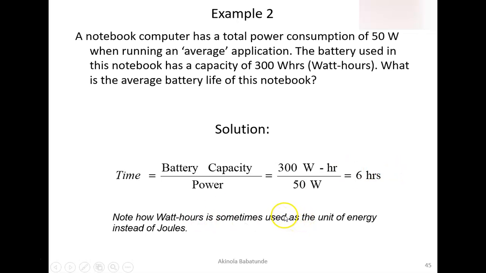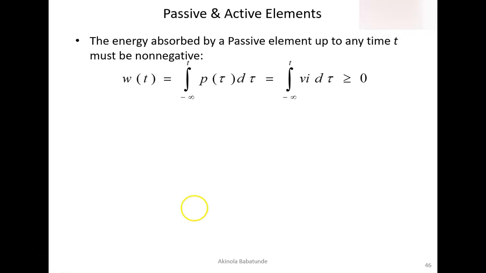So watt hours can be used as a unit of energy instead of joules. We mentioned this earlier, by the way. So one joule can be equal to watt hours.